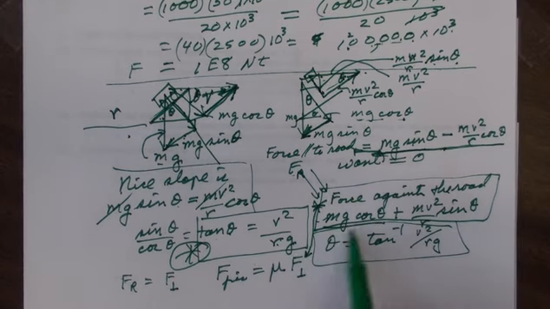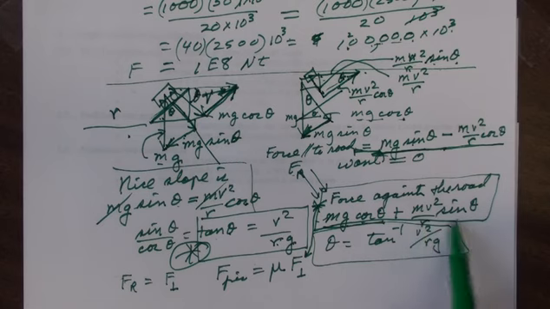The sum of both mg cosine theta and mv squared over r times sine theta. So it's the sum of these two that gives us our perpendicular force, multiply it by mu, and it would give us our frictional force. If the theta that we had did not exactly balance it, our friction would have to compensate for that.